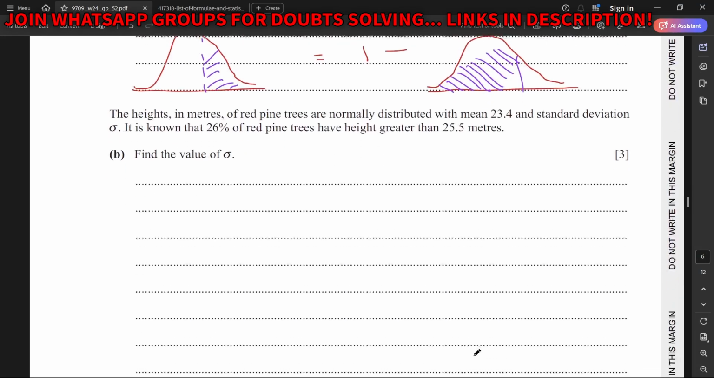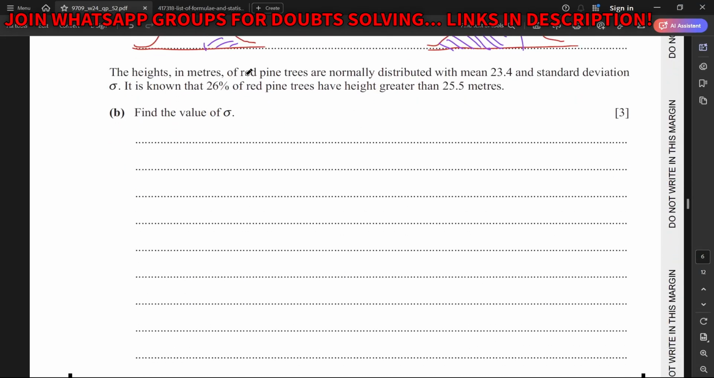Now for the second part, the heights in meters of red pine trees are normally distributed with the mean of 23.4 and the standard deviation of sigma, which is unknown. Now it is known that 26% of these red pine trees have height greater than 25.5 meters. We have to find the value of sigma. So what I'm going to do over here is, first of all, draw the diagram of how these things are looking like.